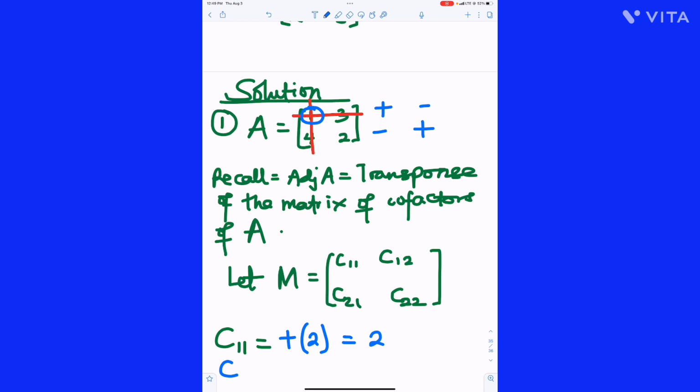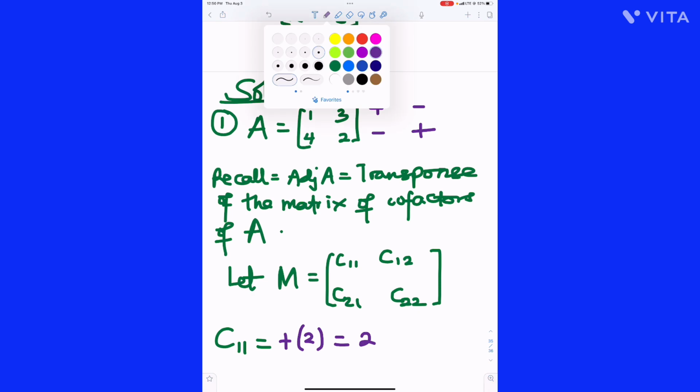Let's find the cofactor of the second element, of these 3. Hold on, let me clean those lines I've drawn. The cofactor of this element 1 is gotten by crossing its row and column. I have 2 left, and its cofactor should take a positive sign. Plus, minus, minus, plus. That gives me plus times 2, which is plus 2.